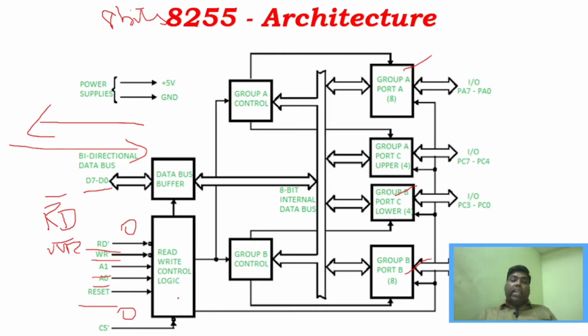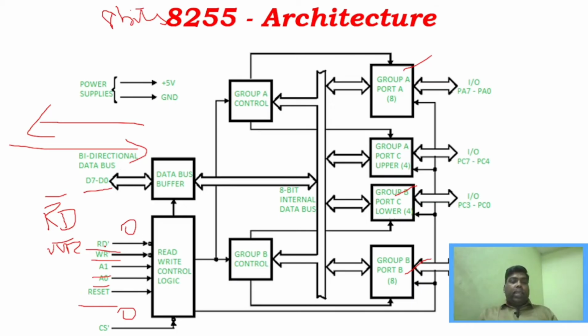And from this data bus buffer, we can send data to different ports, port A, port B and port C. And coming to this read-write control logic, I have already said how to enable these read-write signals. This particular read terminal is connected to the read terminal of the 8085 microprocessor, and similarly the write pin will be connected to the 8085 write pin. But it depends on how the 8085 and 8255 are interfaced. For example, if it is interfaced using memory mapped IO, then this RD will be connected to the read pin of the 8085 for memory mapped IO. And similarly, if it is IO mapped, then this will be connected to the IO mapped read pin of the 8085. So it depends upon whether it is interfaced with memory mapped IO or IO mapped IO.